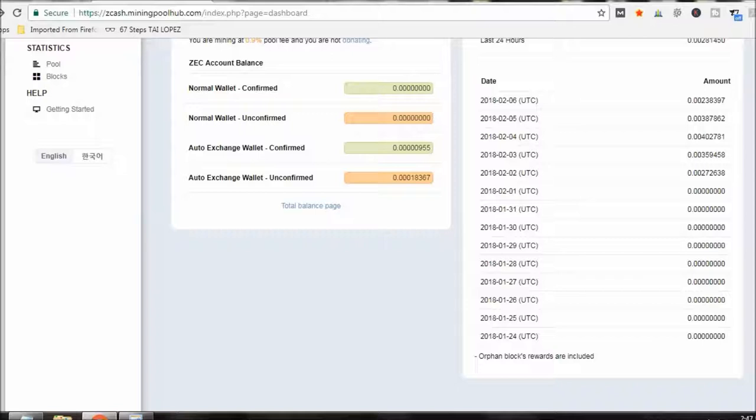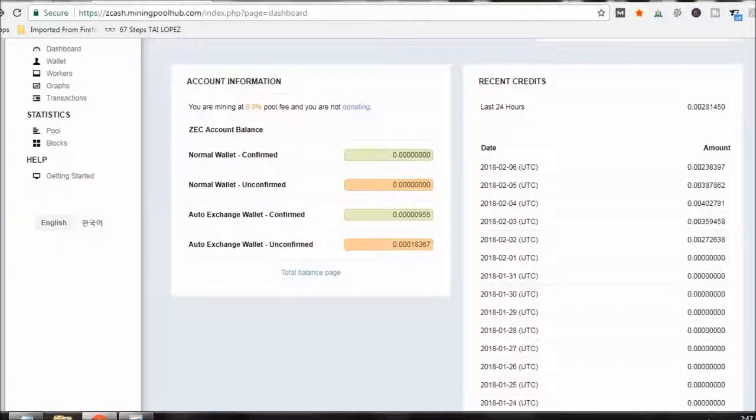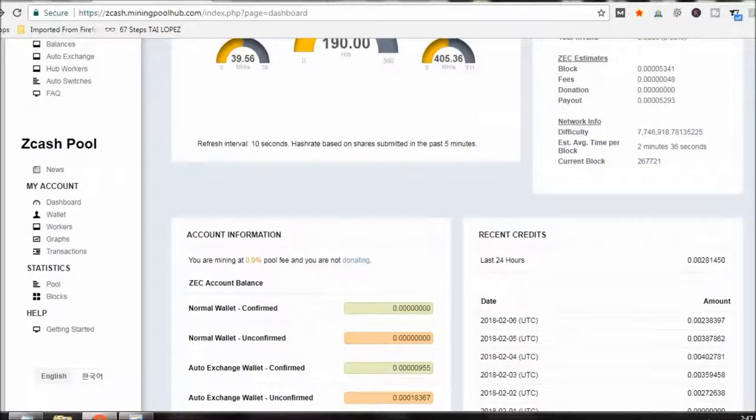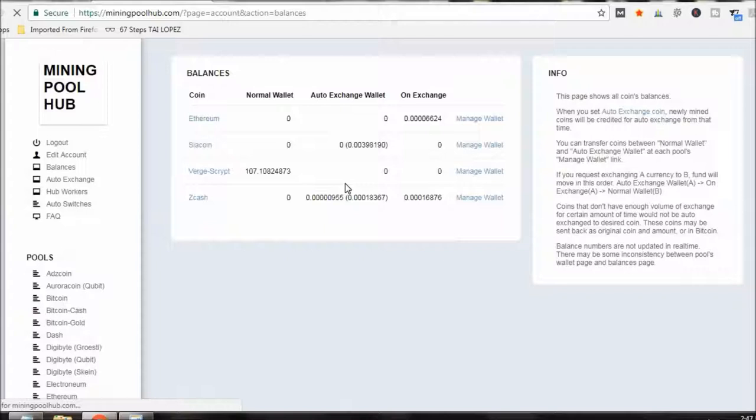Now, a lot of people are concerned about how much money they're making. I'm just worried about how many coins I'm getting. So right now, let me click on balances. What I'm doing is mining Zcash and then converting it to Verge, because Verge right now is like 0.045, a little over 4.5 cents.